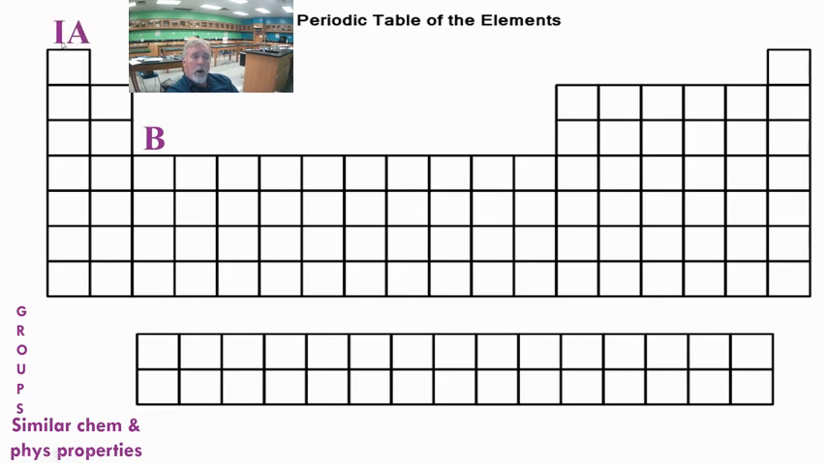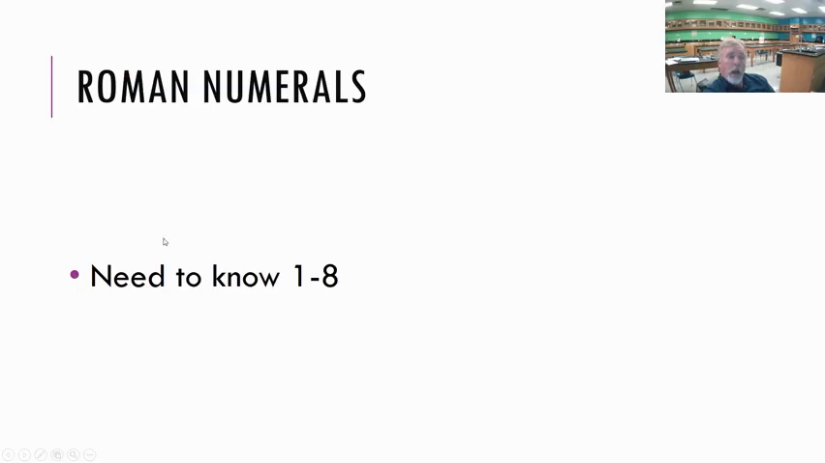Now I'm putting in group headers, or column headers, here: 1A and B. We're going to ignore the B's, this group here in the middle, for a moment. We're going to focus on the ones that are labeled A. So 1A is our first group, our first column. And how do we label our groups? We're going to use Roman numerals, and we need to know our Roman numerals from numbers 1 to 8.